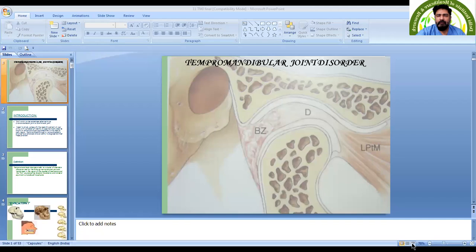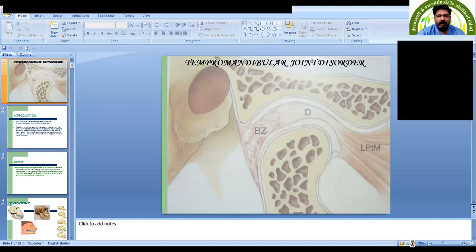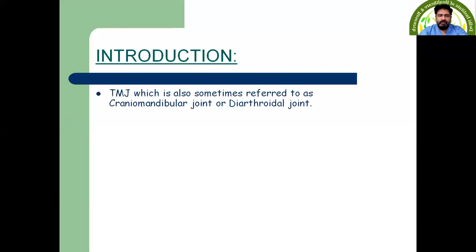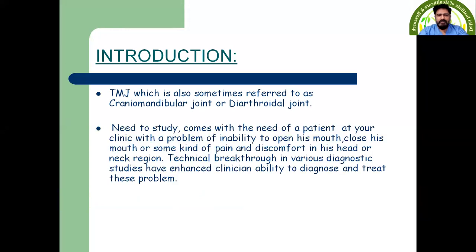So today we'll see about temporomandibular joint disorders. The temporomandibular joint is also sometimes referred to as the craniomandibular joint or diarthroidal joint.